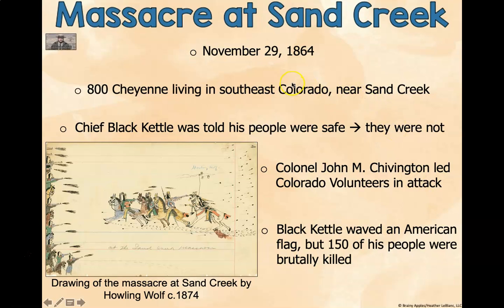So this is the massacre at Sand Creek. It happened on November 29th, 1864. These were 800 Cheyenne Indian tribal members living in southeast Colorado near an area known as Sand Creek. Their chief, Black Kettle, was told that his people were safe. However, they were not. Colonel John M. Chivington led the Colorado Volunteers in attack. Black Kettle waved an American flag, but 150 of his people were brutally killed.